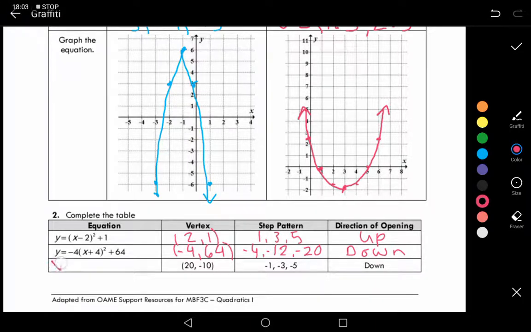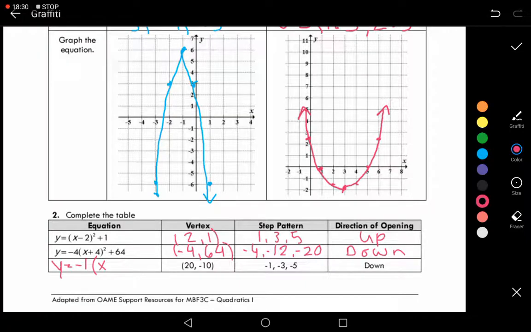Okay, so as soon as we know that the direction of opening is down, we know that we have to have a negative out front. Okay, we know that we just have negative 1 as our a value because if we look at that step pattern, it's not being multiplied by anything, right? It was just multiplied by negative 1. So our a value has to be negative 1.